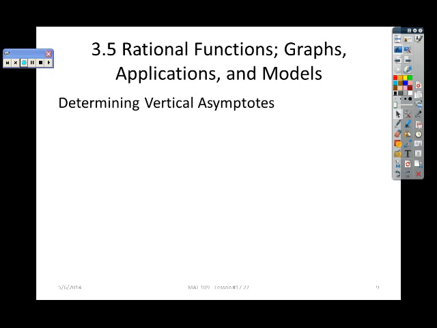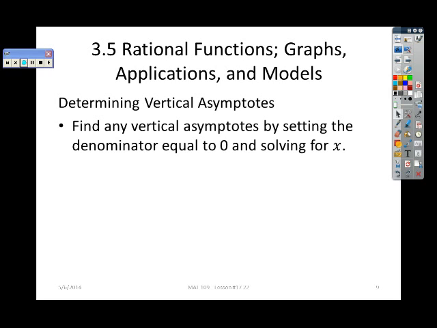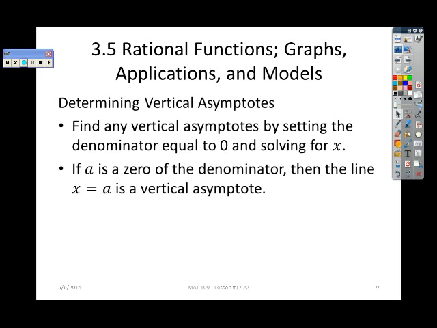If you want to find out where the vertical asymptotes are located, you take that polynomial in the denominator. You set that equal to 0, and you solve that equation. That will give you values of x. Those values of x are vertical asymptotes. The function x equals that number. So take the polynomial in the denominator, set it equal to 0, and solve it.